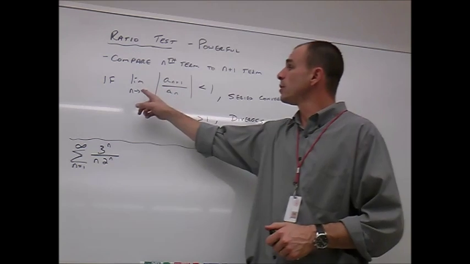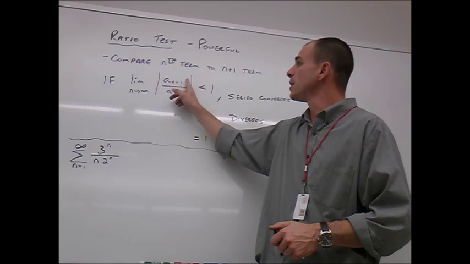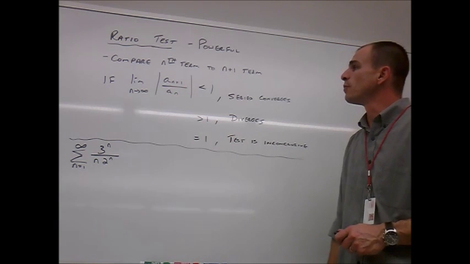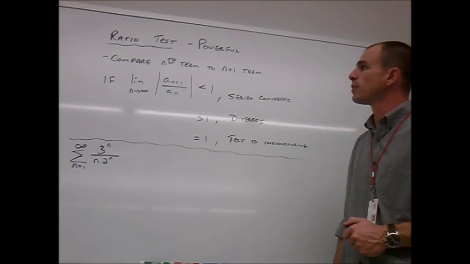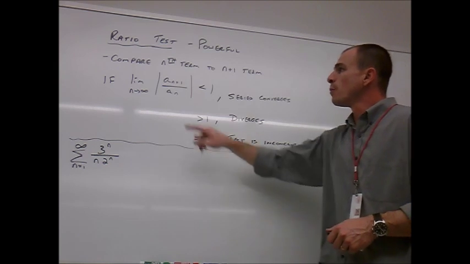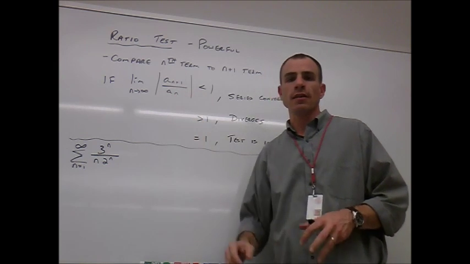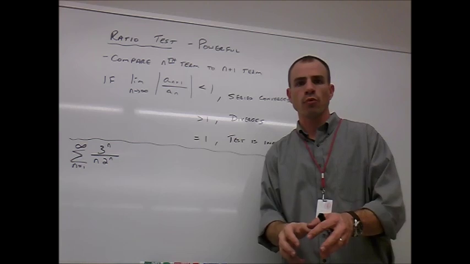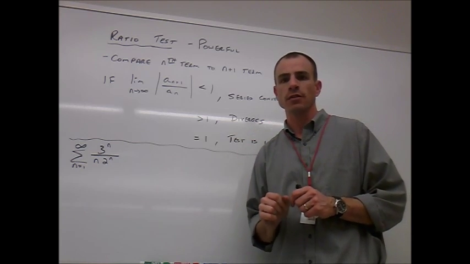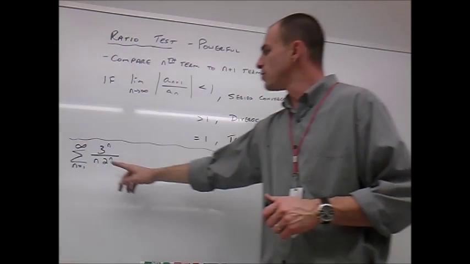So what we're looking to do is take the limit as n approaches infinity of the n plus 1 term over the nth term. We put the absolute value signs in there. That'll help us out later on when we're checking endpoints. So just bear with those absolute value signs for now. Okay, so let's do an example here.